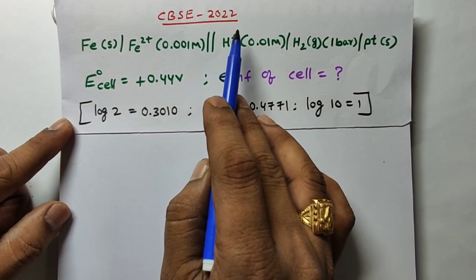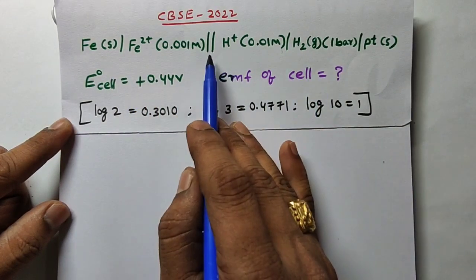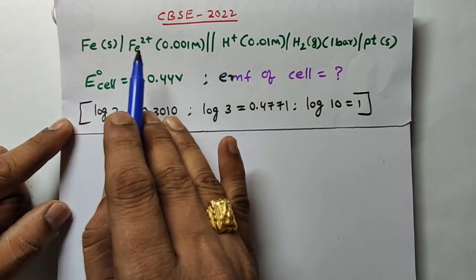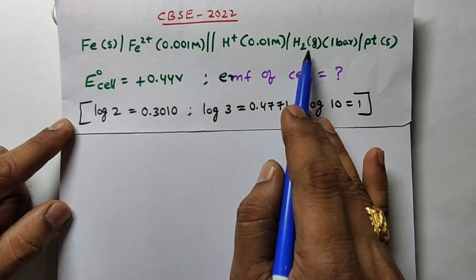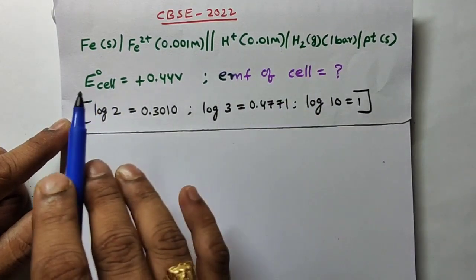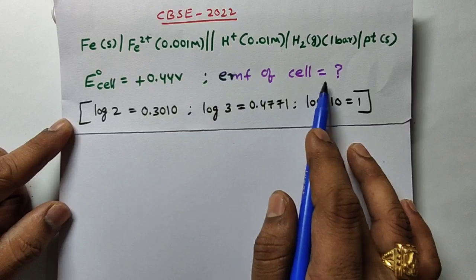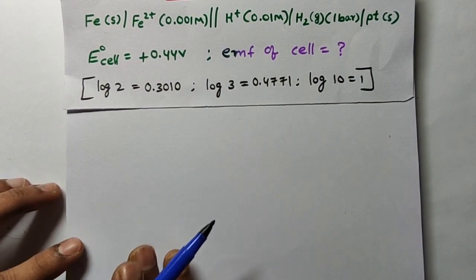Next, CBSE 2022. On the left side is the anode, on the right side the cathode. Here the double vertical line indicates the salt bridge. At the anode, oxidation takes place, Fe converted into Fe2+. At the cathode, reduction takes place, H+ converted into H2. In this question, E0 cell is given. We have to find out the EMF of this cell. First, let us write the cell reaction for this.